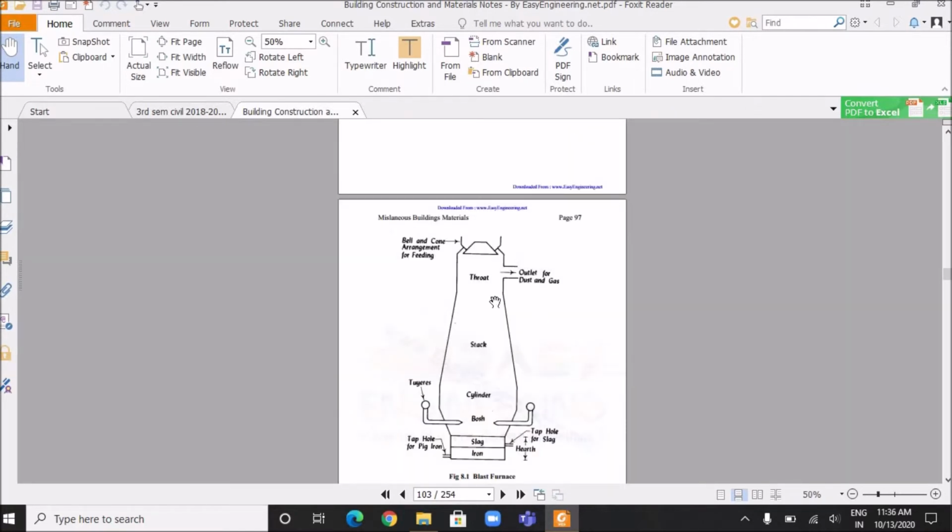Here you can see the throat portion of the furnace. This is the cylinder. This is the hearth of the furnace. This is the outlet for dust and gas.